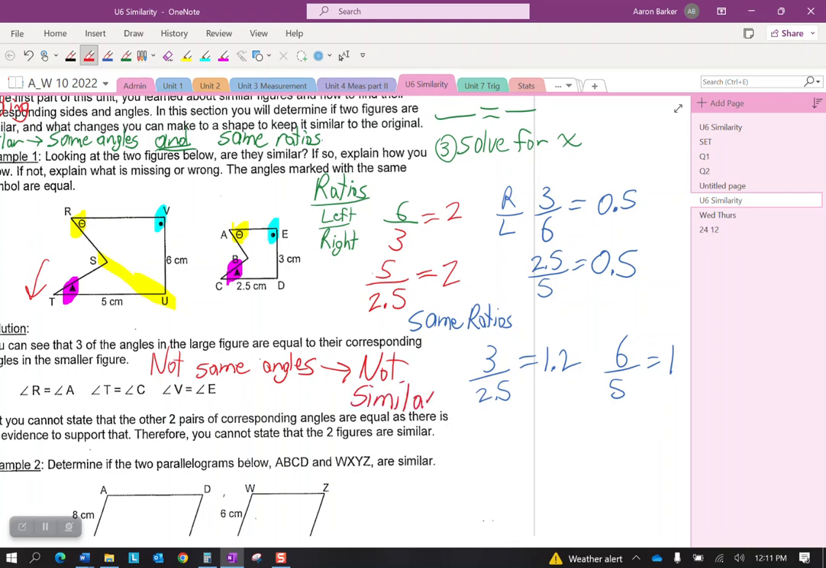Now, I guess proper English speaking, we would do this differently, wouldn't we? Let's just say we were not similar. Sorry for this. Not similar because not the same angles. So you need an answer and a reason. Not similar, not same angles.